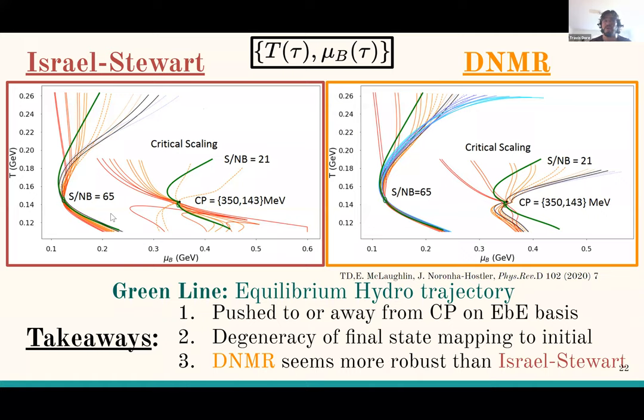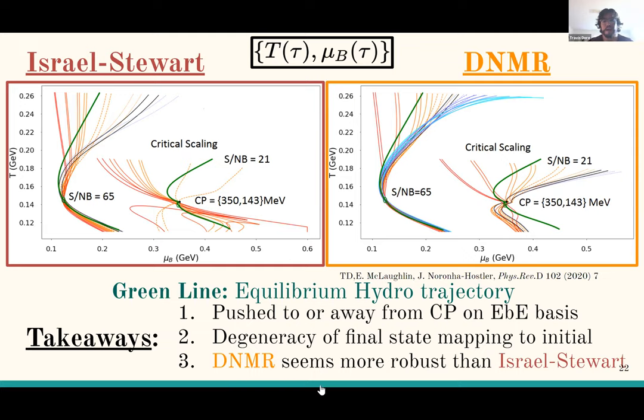And then of course in that case, if the system looks like it froze out exactly the same way in all of these different cases, for all these different initial conditions, right? Then how do we know what the initial conditions were? There's a degeneracy in the mapping of the final state to the initial state.